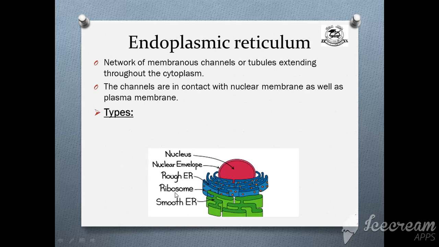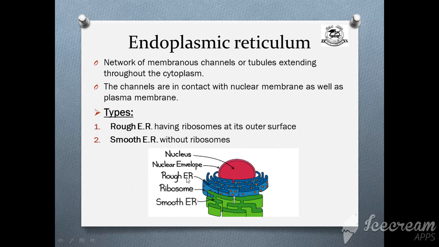There are two types, rough ER and smooth ER. Rough endoplasmic reticulum has ribosomes on its outer surface. You can see these blue ones having these orange circles. These orange circles are ribosomes. So ribosomes are attached on their outer surface, that's why they are called rough endoplasmic reticulum. What is smooth endoplasmic reticulum? These are the green ones that don't have ribosomes.